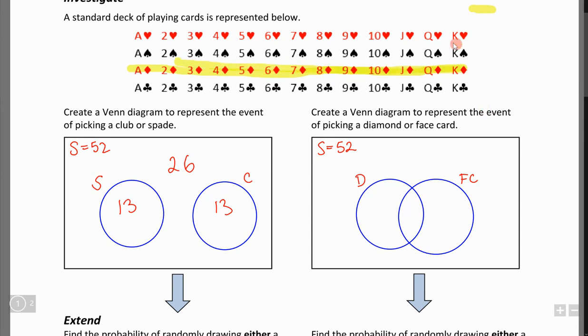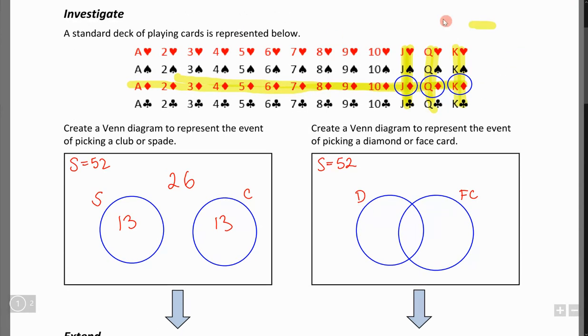And what about the face cards? We have these face cards here, king, queen, and jack. But notice how when I highlighted these things, some of them intersected. So I have the jack of diamonds repeating, the queen of diamonds repeating, and the king of diamonds repeating. So these sets intersect with these three elements in there. So in the middle here, I'm going to have the number 3, because the jack of diamonds, queen of diamonds, and king of diamonds are also part of the set of the diamonds cards, because they are diamonds, right?